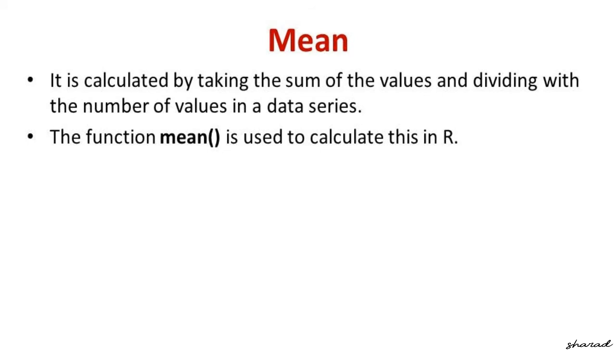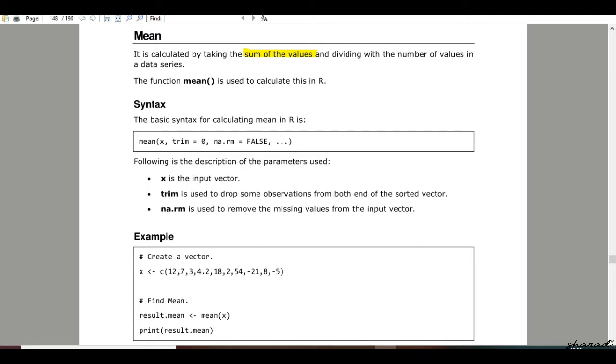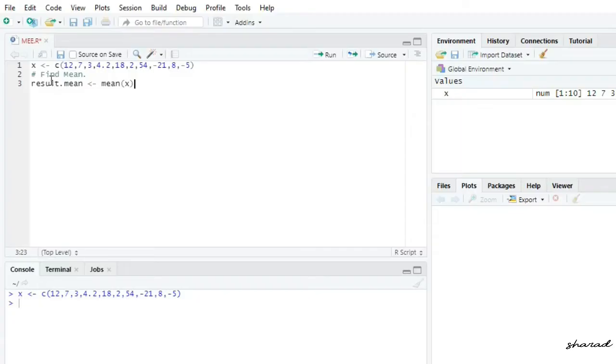Now we'll discuss mean, mode and median one by one. So first, what is mean? Mean is simply the sum of all the values divided by the total number of values. In R, the function mean is used to calculate it. You can see the basic syntax of how we can calculate the mean. So let us take an example. First we have created a vector that is x, and then we will calculate the mean. We will print the value of the mean. It comes out to be 8.22.